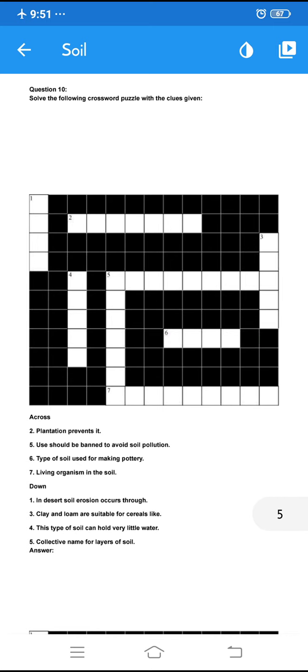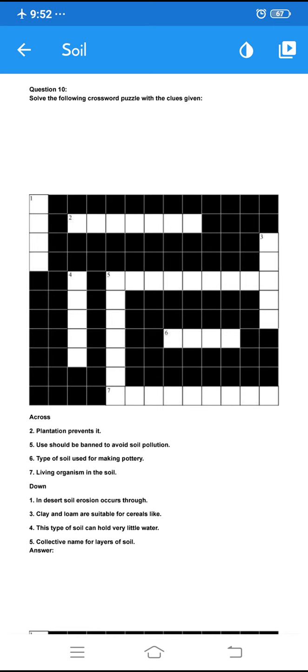So the white marked boxes should be filled by using the proper clues. The black ones are not supposed to be entered, they are just given. Only the white squares should be filled up, by using the clues. The clues are given based on the across and down columns.